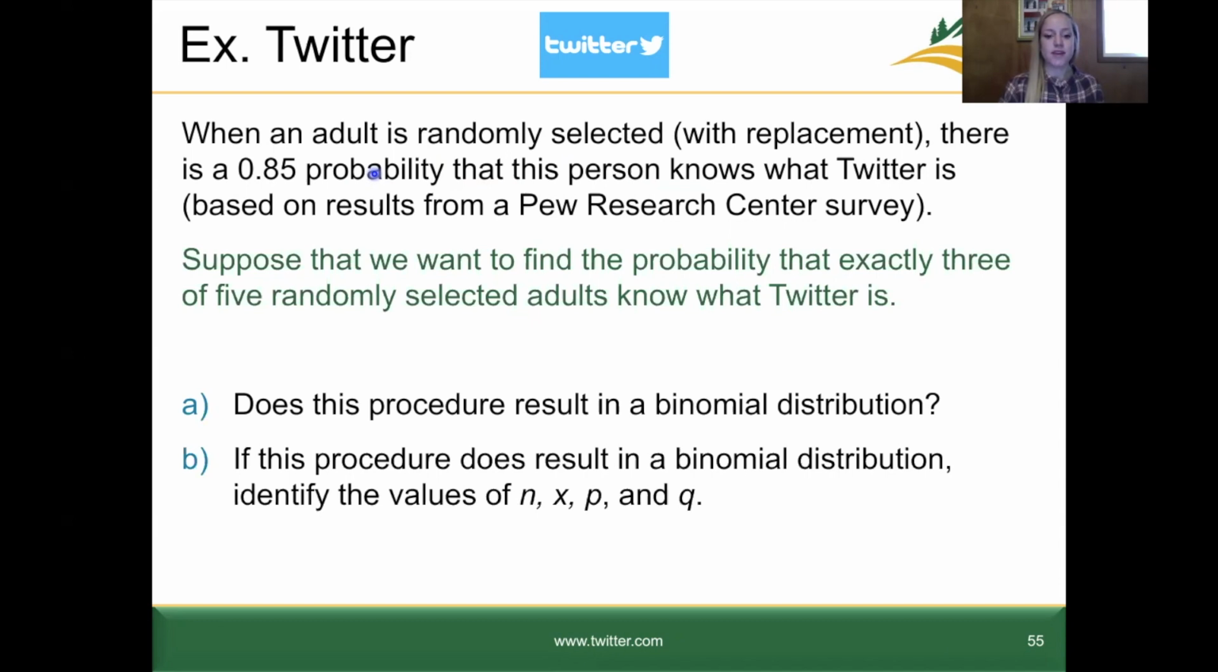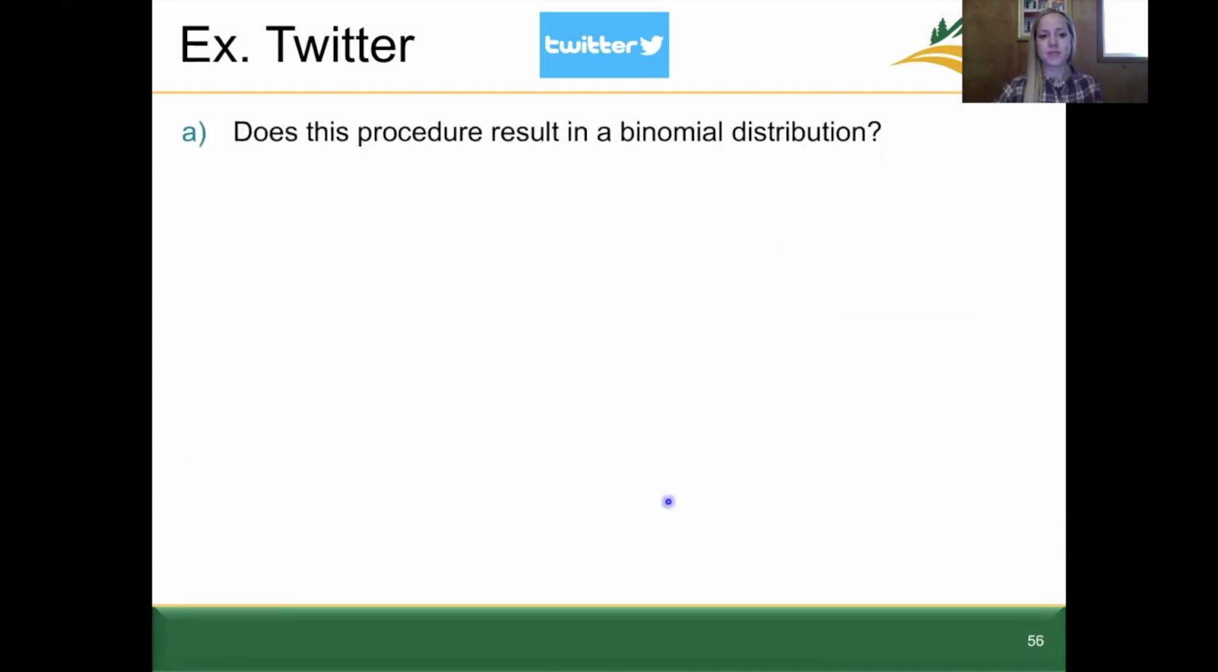If this procedure does result in a binomial distribution, we're going to identify these variables. We're going to start practicing figuring out what's n, x, p, and q. So let's answer A first, and then we'll see if we can answer B. So A, does this procedure result in a binomial distribution? In other words, can we take that information in the question and separate it into only 2 categories? That's the basis, but beyond that, we need to make sure that this question fits all the 4 requirements that we talked about initially.